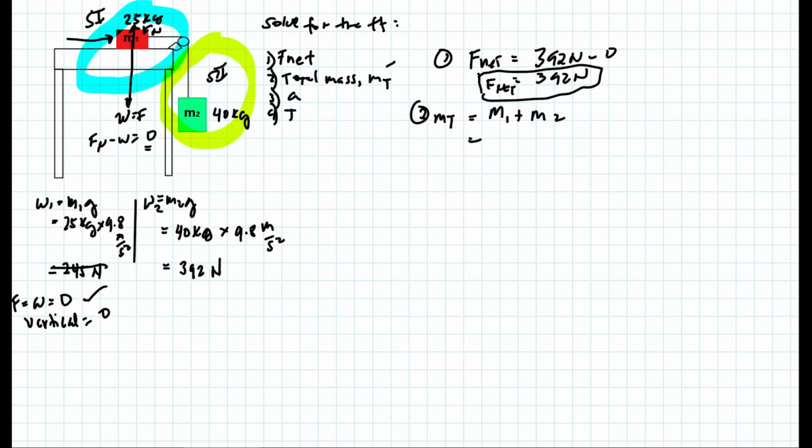Our M1 is 25 kilograms plus our M2, which is 40 kilograms. This will give us 65 kilograms. So 40 plus 25 is 65 kilograms. This is our M total, meaning the total mass present in the system is 65 kilograms.